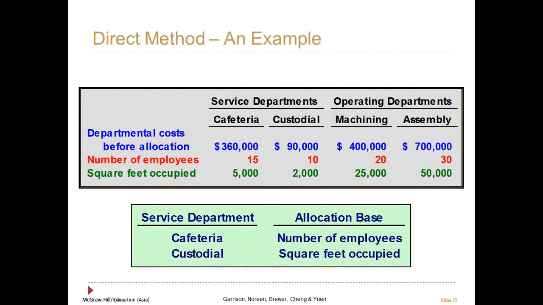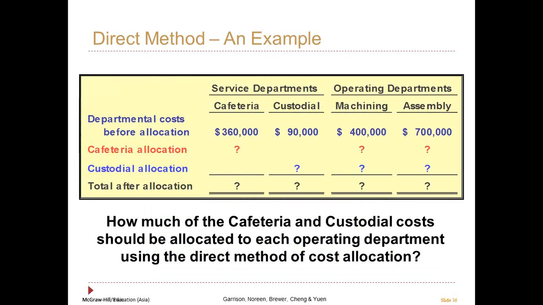In this example, the company has 2 service departments, the cafeteria and the custodial, and 2 operating departments, machining and assembly. Cafeteria costs are allocated to the operating departments based on the number of employees in each department. Custodial costs are allocated to each operating department based on the number of square feet in each operating department. How much of the cafeteria and custodial costs should be allocated to each operating department using the direct method of cost allocation?